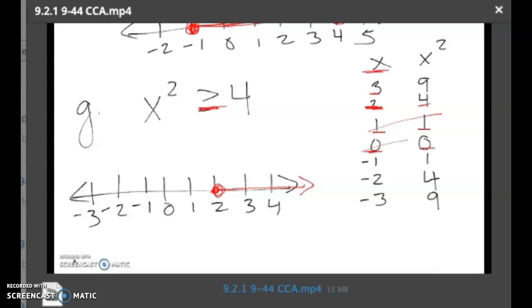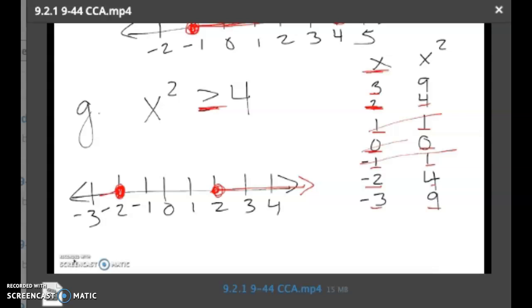Okay, let's look at some of these negative numbers. When we squared -1, we got 1. That's not greater than 4, so that can't be part of our solution. When I squared -2, I got 4. So that's my boundary point for the other side of this, and it's solid because -2 squared equals 4. When I squared -3, I got 9. That's greater than 4, okay?